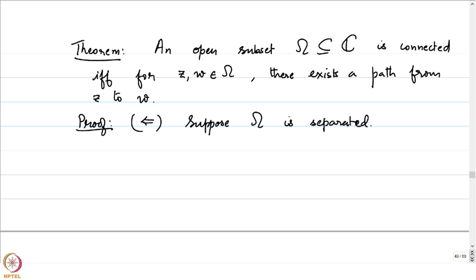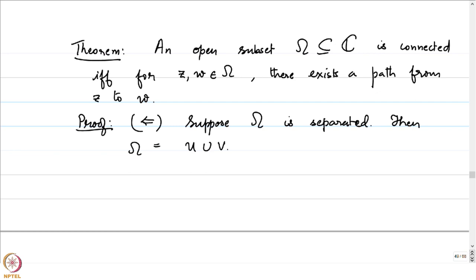We will get hold of a couple of points which cannot be connected by a path, and we'll arrive at a contradiction on something. We'll see what the contradiction is going to be. Suppose it is separated, then we can write omega as U union V, where U and V are both open in omega.